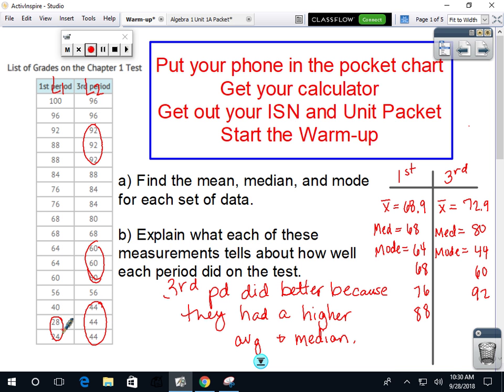They skewed the data to the left. It would look like this if you graphed it. It would be like skewed to the left. Most of the data's over here on the right, but those outliers bring it down on the left, and that's what pulled down their average.